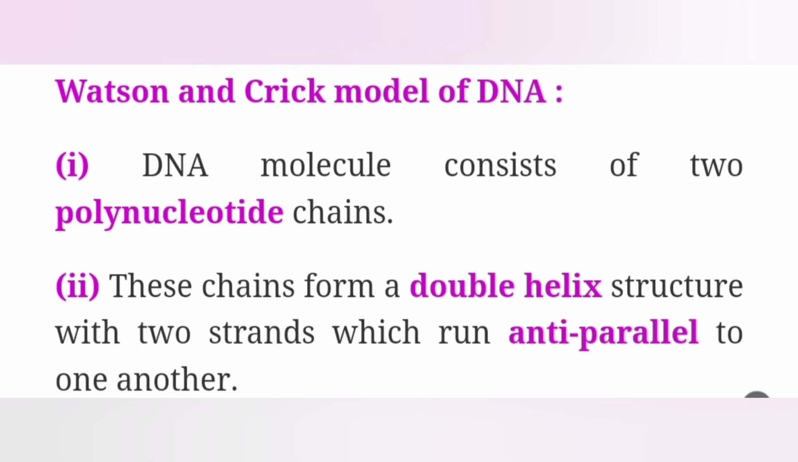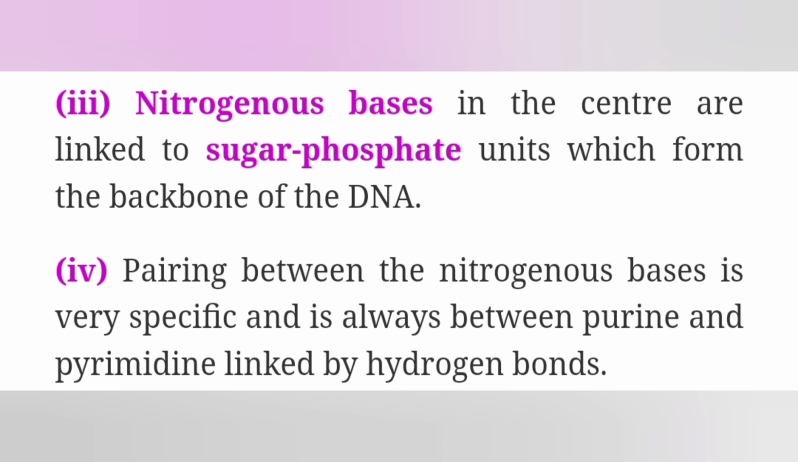Watson and Crick model of DNA. First point, DNA molecules consist of two polynucleotide chains. Second point, these chains form a double helix structure with two strands which run anti-parallel to one another. Third point, nitrogenous bases in the center are linked to sugar phosphate units which form the backbone of the DNA. Fourth point, pairing between the nitrogenous bases is very specific and occurs between purines and pyrimidines linked by hydrogen bonds.